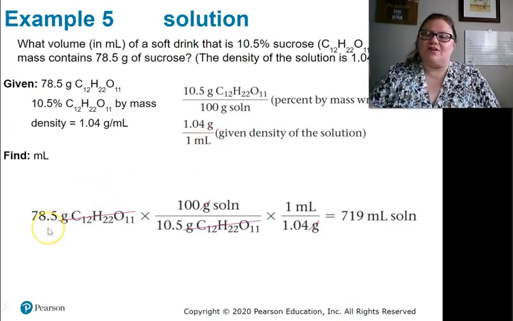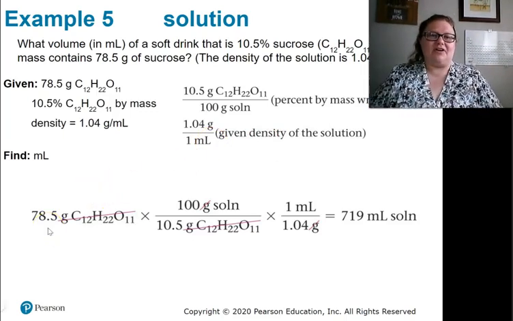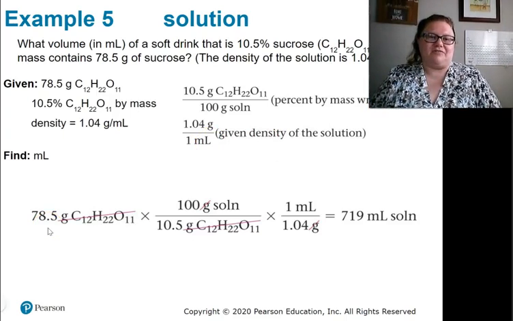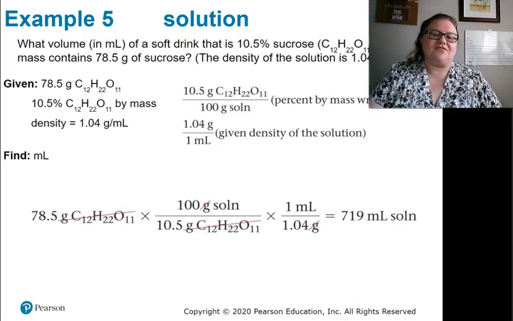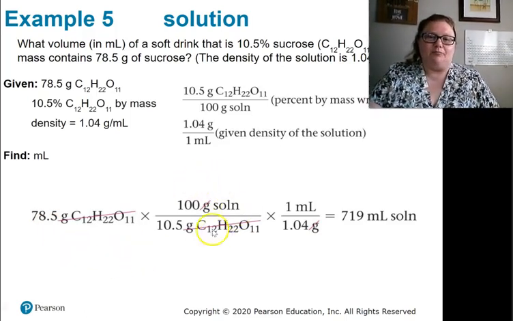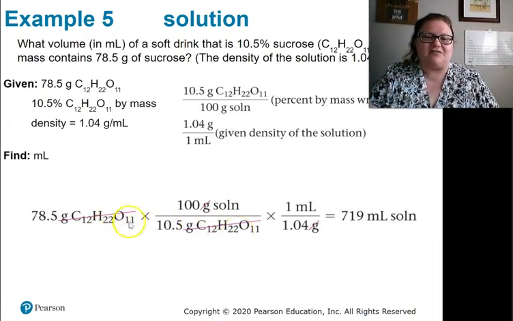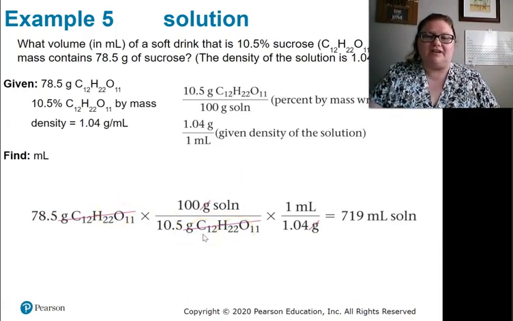We're always going to start with what is given. We are given 78.5 grams of sugar, so we're starting our calculation there. What do we want to do? Cancel that grams of sugar out. So we're going to have our percent by mass ratio next with our grams of sugar in the denominator, so they cancel out with our starting. And we're going to have grams of solution on top. So now that's our new unit.